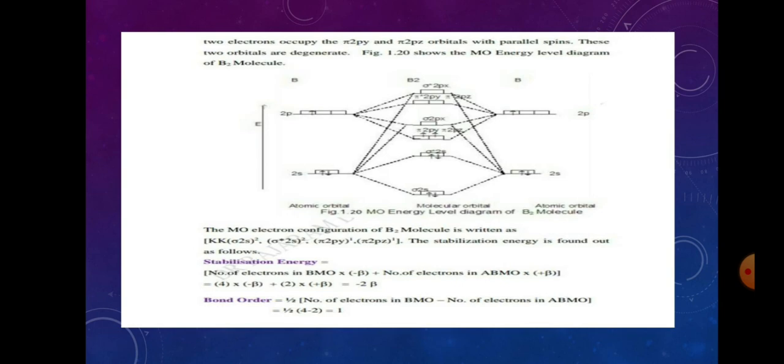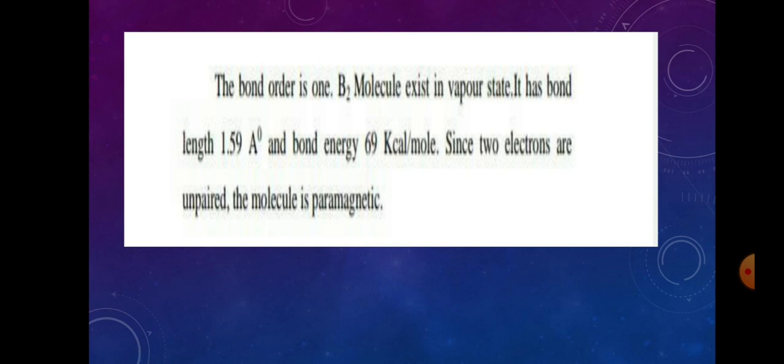Then we calculate bond order, which is equal to 1/2 number of electrons in BMO minus number of electrons in ABMO. We already saw that the number of electrons in BMO is equal to 4 and the number of electrons in ABMO is equal to 2. Then we get 1/2 (4 minus 2), which is equal to 1. The bond order is 1. The B2 molecule exists in vapor state. It has bond length 1.59 angstrom and bond energy 69 kilocalorie per mole. There are 2 unpaired electrons, hence the molecule is paramagnetic.